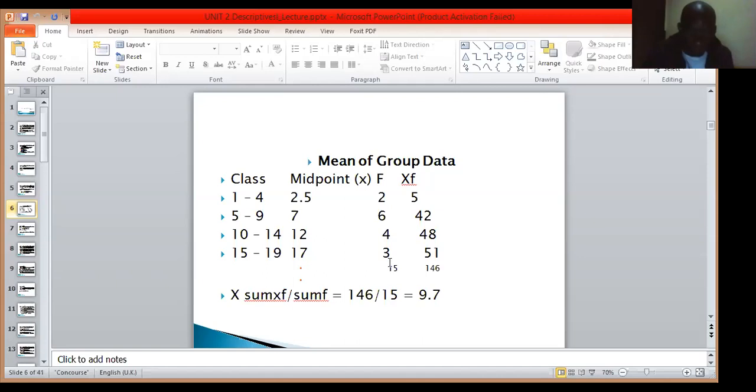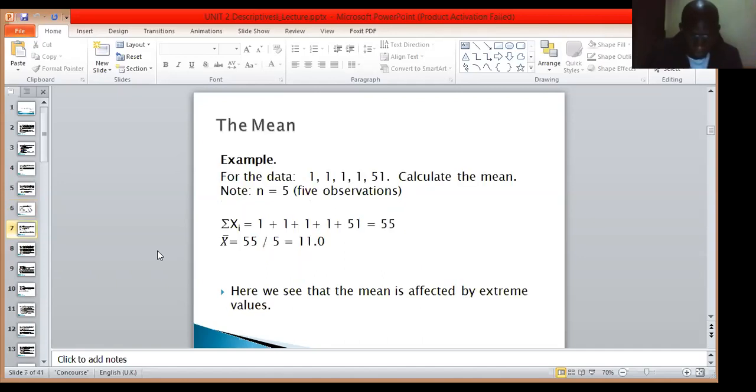In other texts, you'll find that they put n like in ungrouped data, but that n represents the sum of the frequency. In other books, they'll put summation f. So it should be summation xf divided by summation f. So summation x, which is the midpoint, multiplied by the frequency, divided by summation of the frequency. That's the formula for mean for grouped data.